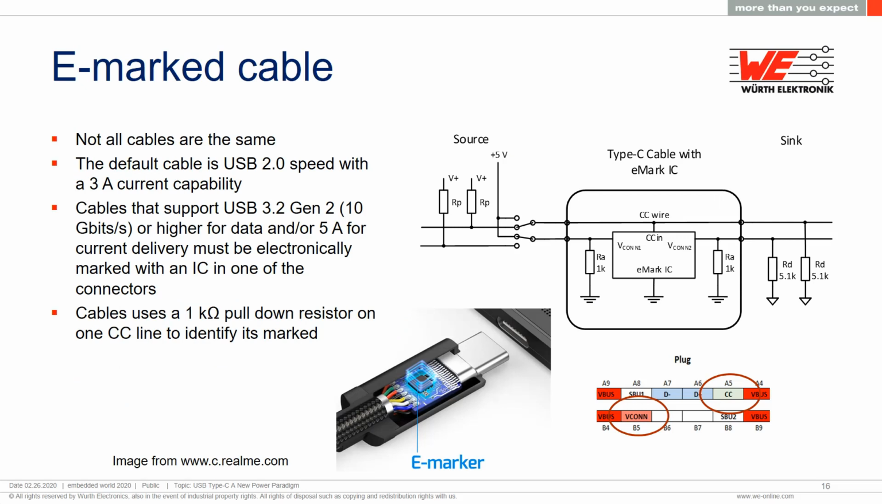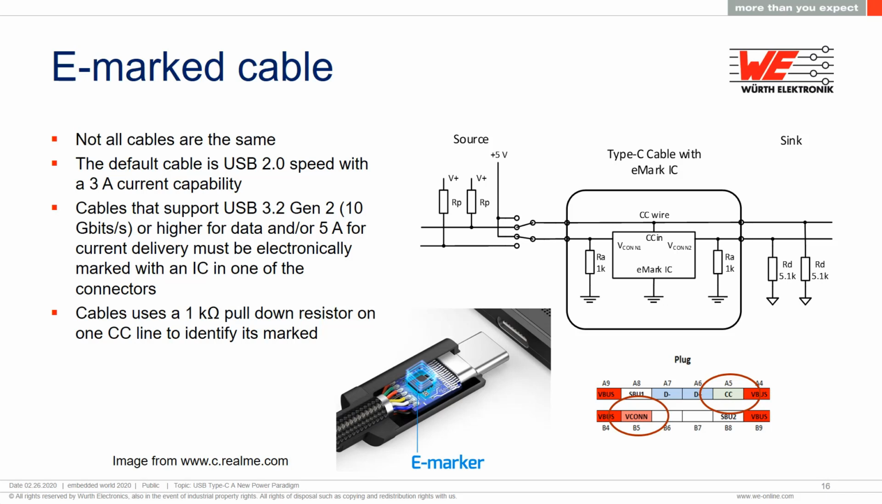Not all cables are the same. The default USB Type-C cable is only rated for USB 2.0 for data speed and a current carrying capability of 3 amps. You'll actually find there are a lot of long cables coming out, 10 to 15 feet in length, because they're going to be used for charging your laptop from a wall outlet. Power with no data.